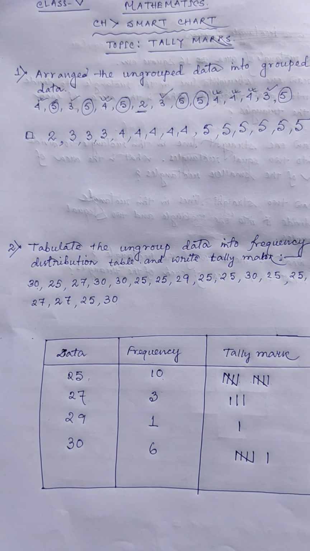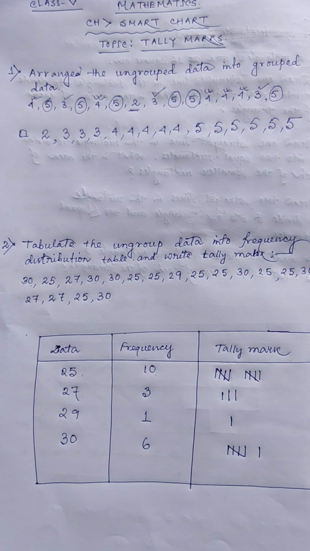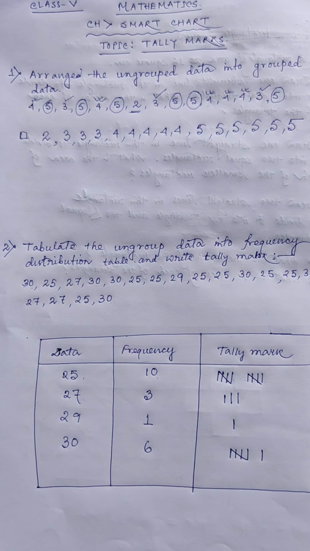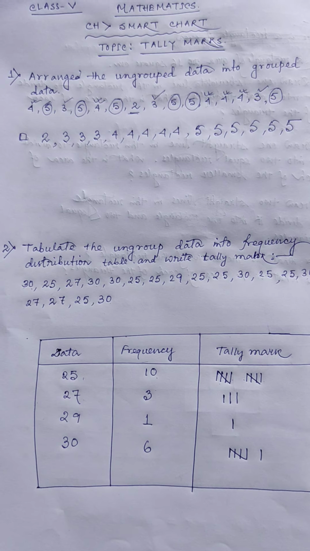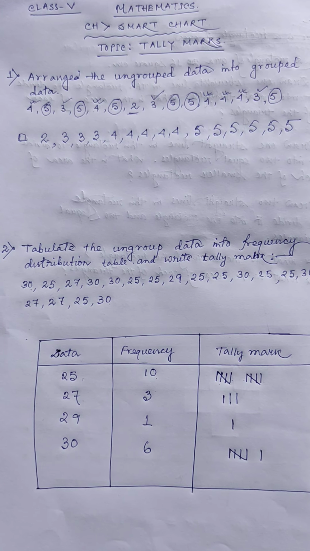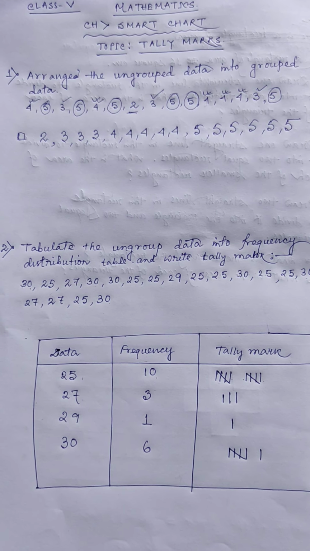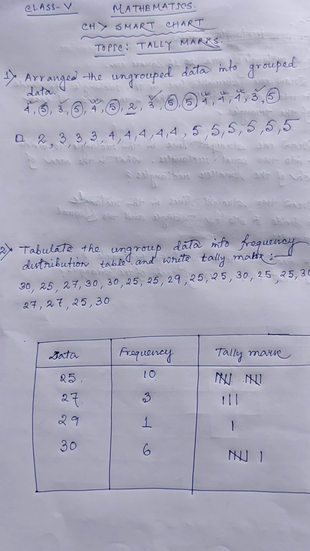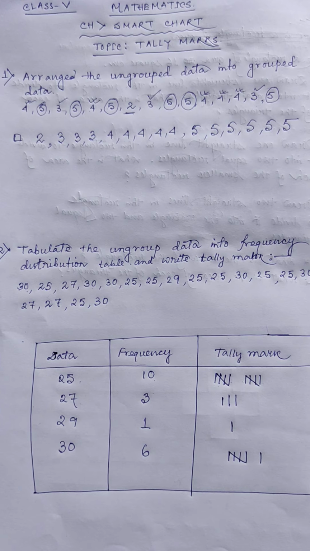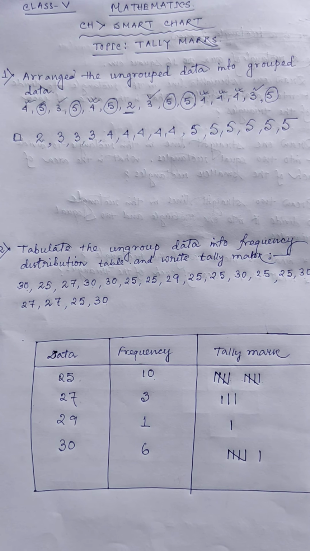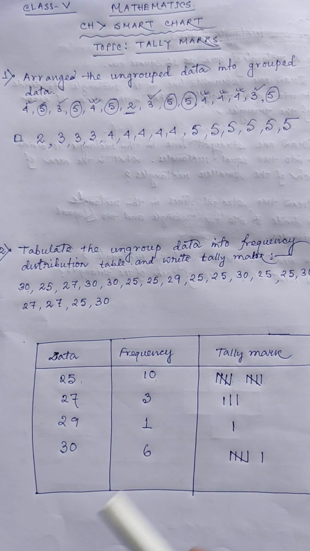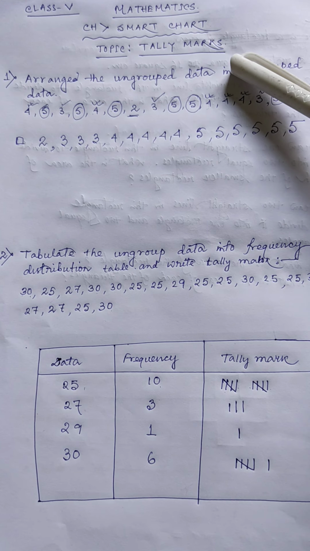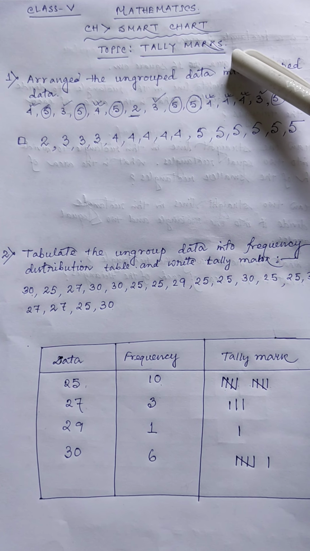Your post-mid exam is already over, and after the post-mid we have started one chapter, that is smart chart. This chapter mainly consists of tabulation of data and arrangement of data. So number 1, come to the first. Today we are going to discuss tally marks.